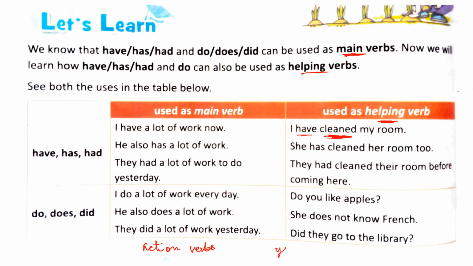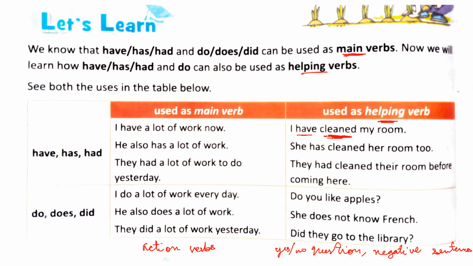questions. Yes or no questions. They are also used to form negative sentences. Okay. So whenever we use do, does and did as helping verbs, we use them to form yes or no questions. Yes or no questions are questions whose answer is either yes or no. And negative sentences.